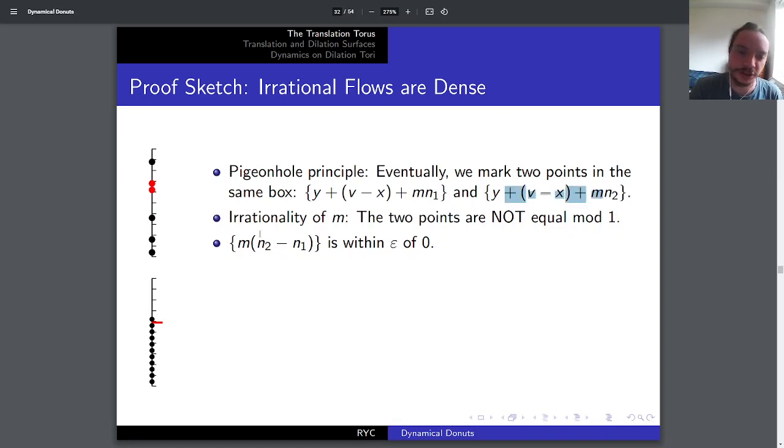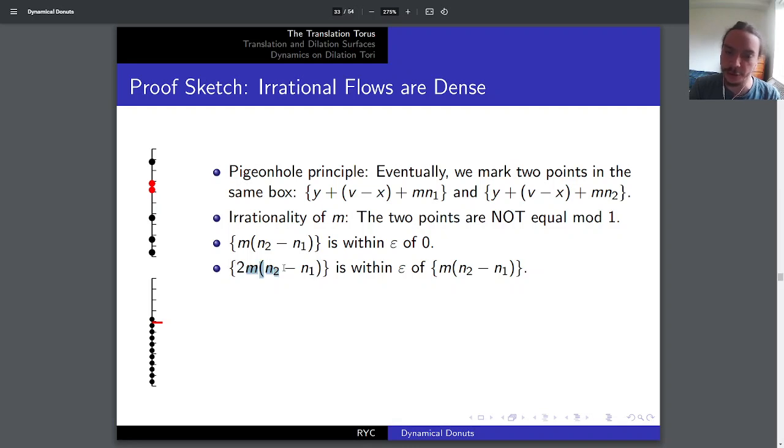And we know that the difference is within epsilon of 0, right? But we know that it's not exactly 0. So if I take 2 times that, if I go around another n2 minus n1 times, then I'm going to be within epsilon of when I went around m times n2 minus n1 times. And that's because the difference of these two is just m times n2 minus n1, which was less than epsilon. Okay? And I can keep doing this.